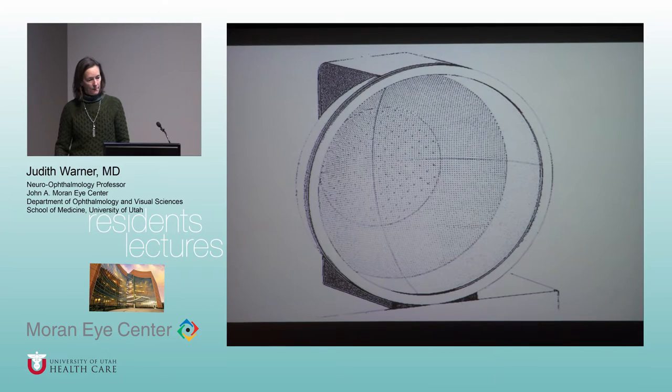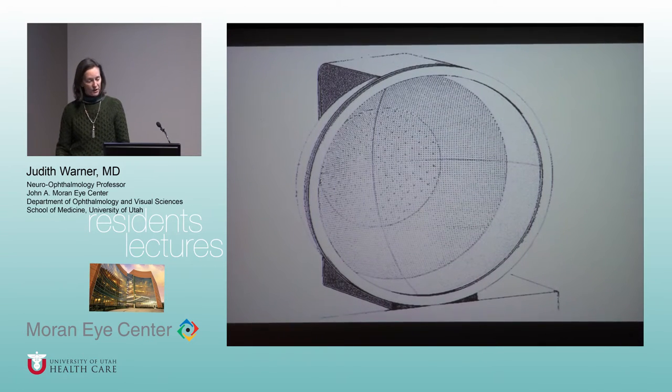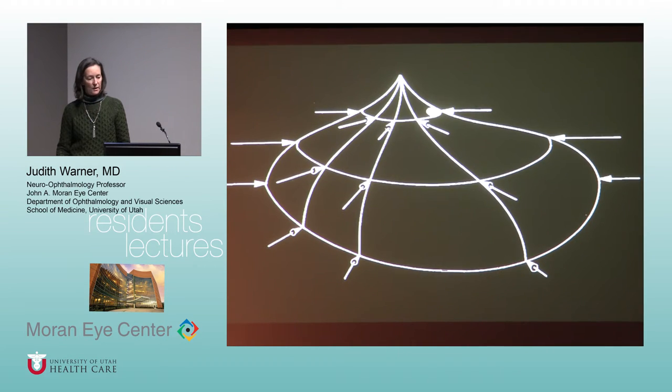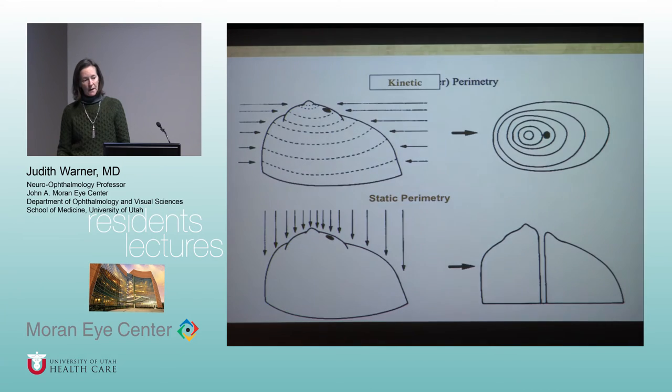This is the bowl that is used for automated perimetry, also for kinetic perimetry. The difference being that with kinetic perimetry, the targets of varying sizes are brought in from the edge, from the non-seeing to the seeing, and the patient indicates the first point that they see them. The smaller the target, the closer towards the center they see them. When you join up those lines of where they do see them, it makes an isopter, and this is a demonstration of the kinetic versus the static perimetry.